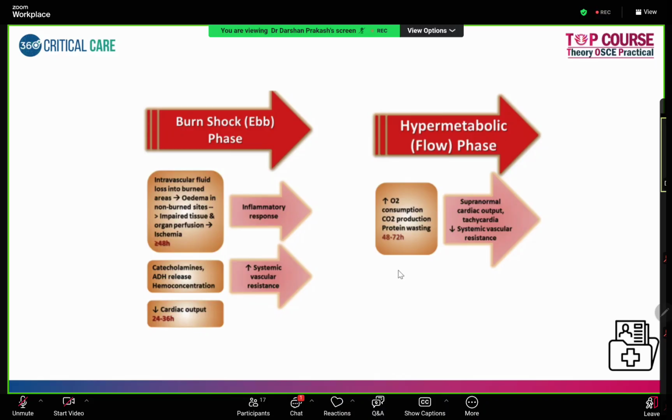Because of the initial phase, the body goes into a shock-like state, and as a responsive event, it releases catecholamines, ADH, and causes hemoconcentration. Because of the earliest phase of shock, it leads to decreased cardiac output in the earliest phase, between 24 to 36 hours. In the flow phase, that is the second half of it, it causes a hypermetabolic state. It causes increase in oxygen consumption, carbon dioxide production, and protein wasting. This usually is the recovery phase, wherein there will be tissue regeneration processes which would have started, and a catabolic state sets in.